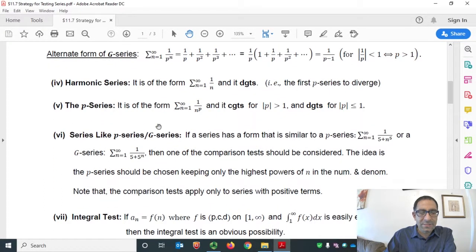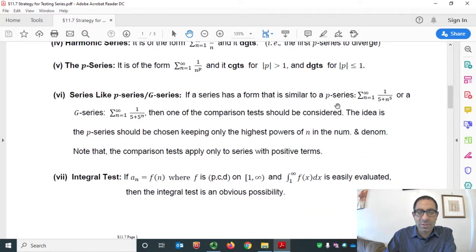The p series. It is of the form series of 1 over n to the power p and it converges for p greater than 1 and it diverges for p less than or equal to 1. Series like a p series or a geometric series. If a series has a form that is similar to a p series, for example, the series of 1 over 5 plus n to the power 5, or a geometric series such as the series of the form 1 over 5 plus 5 to the power n, then one of the comparison tests should be considered, either the comparison test or the limit comparison test. The idea is the p series should be chosen keeping only the highest powers of n in the numerator and in the denominator. Note that the comparison tests apply only to series with positive terms.